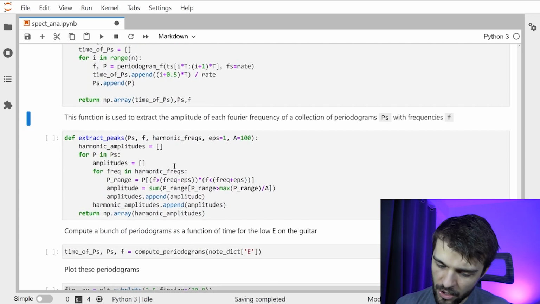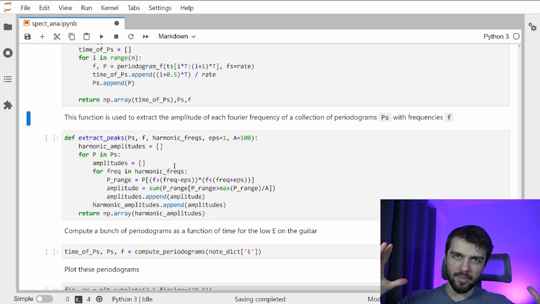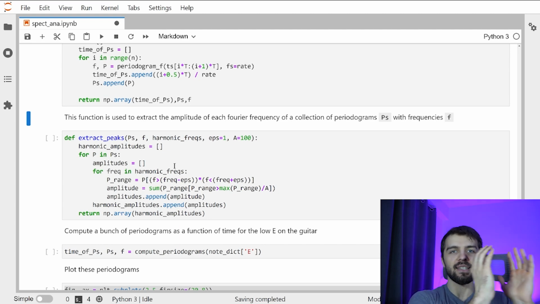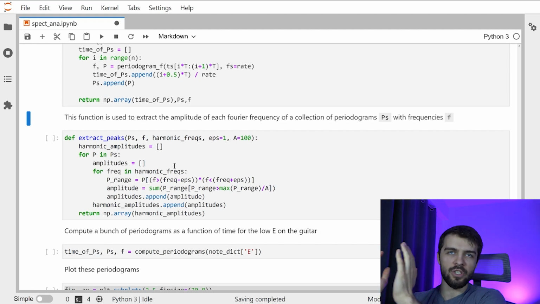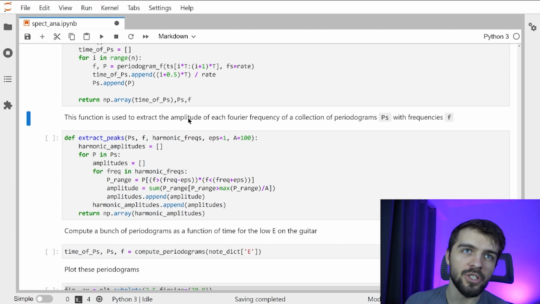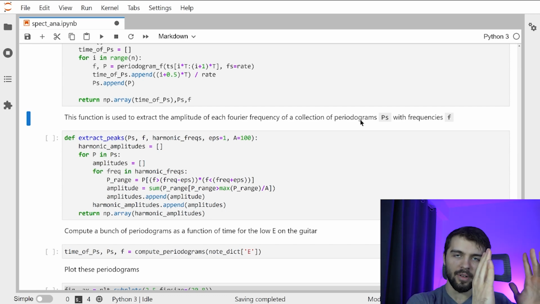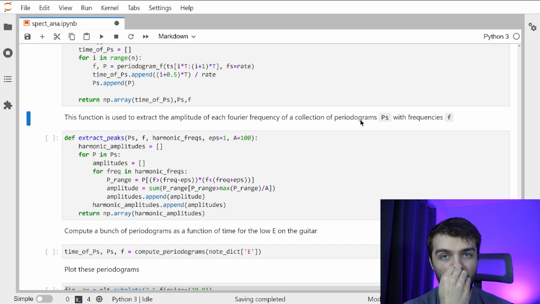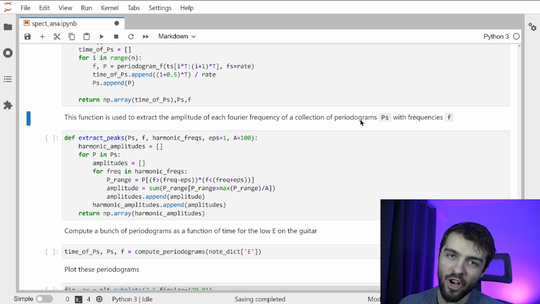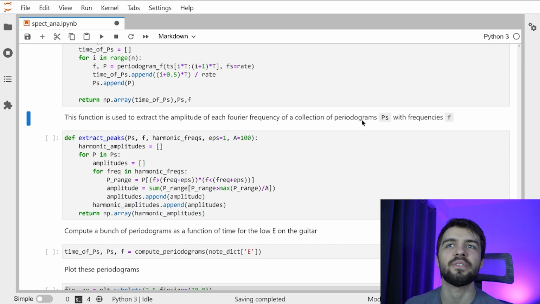Then I have another function, so I can get my periodograms as an array. I feed it a waveform. I get 10 periodograms for each region of that waveform. This function is used to extract the amplitude of each Fourier frequency, right? Because I get a periodogram. The question is, what is the amplitude of a Fourier frequency? It's actually not that simple of a problem. There's a few little things that you have to do here.